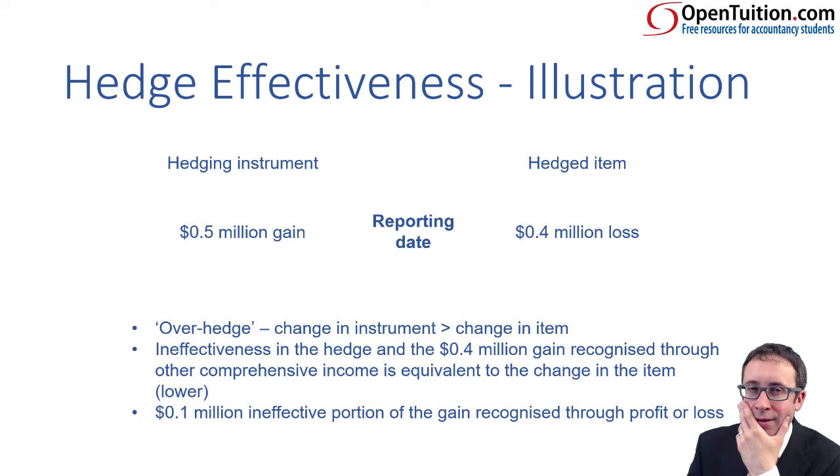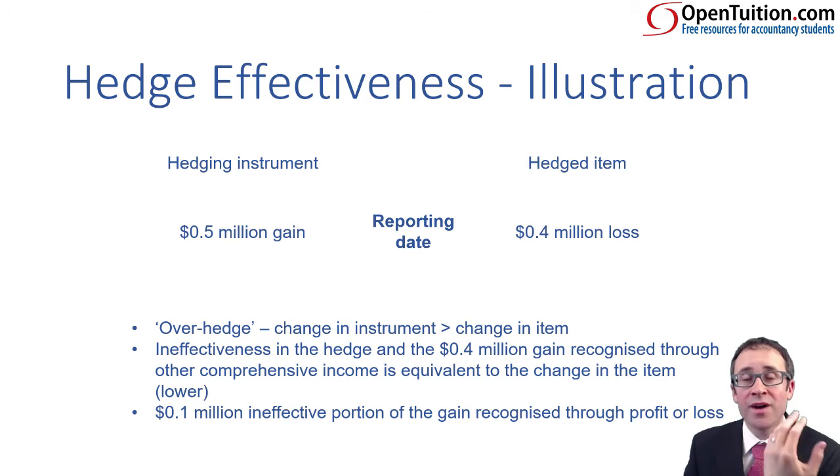Happy? Debits, credits. Well, we've got a gain on the instrument. So it's a financial asset, isn't it? So I debit the financial asset with the 0.5. The effective element with the credit goes to OCI at 0.4. And then the ineffective element at 0.1 goes through profit or loss, doesn't it? The debits and credits for the item, really straightforward.